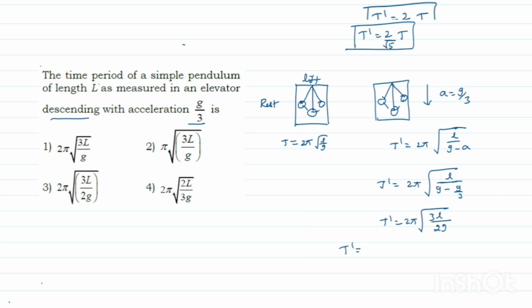The new time period value will be 2 pi into root 3 by 2, so 2 pi into root 3L by 2g. This is the correct answer.